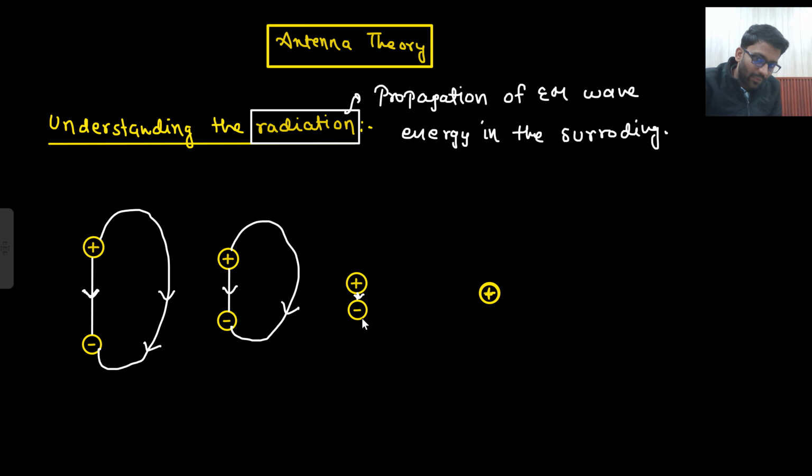Now again from positive to negative there will be electric field lines, and positive to negative there will be electric field lines. So they are coming closer. Now what happened is that they got superimposed on each other. Now they are on each other. Positive and negative charge are on each other.